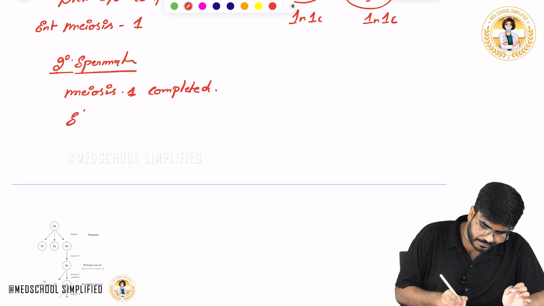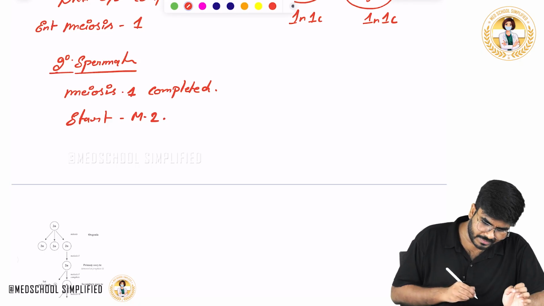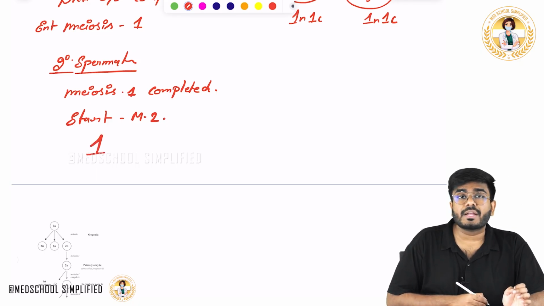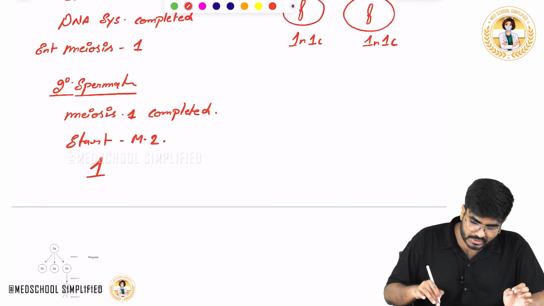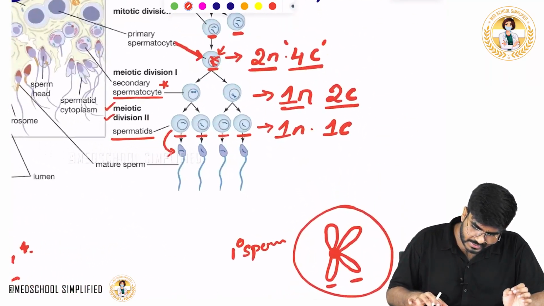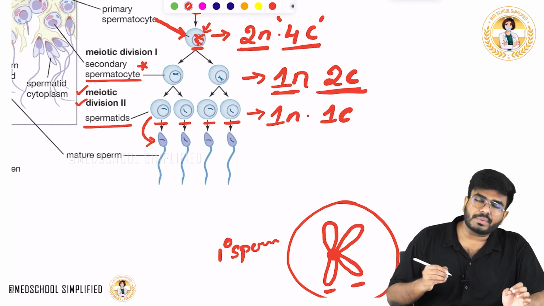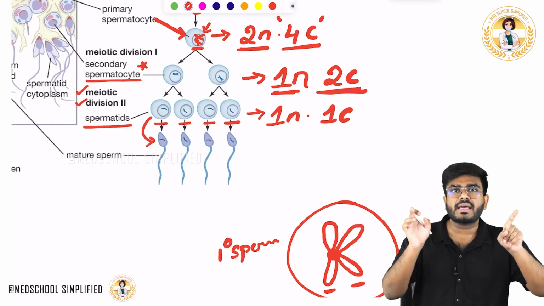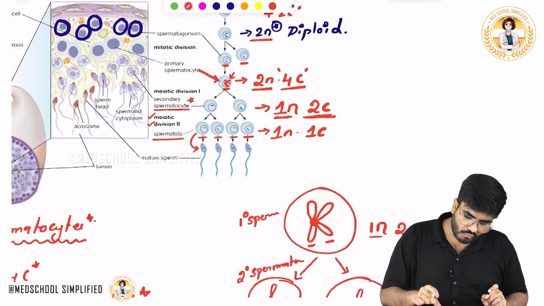They start to enter into meiosis 2. They start meiosis 2. At the end of meiosis 2, they become the secondary spermatocytes. The secondary spermatocytes, look here, they become 1N, 2C. They already become haploid, but still they are having their sister chromatids. So 1N, 2C.